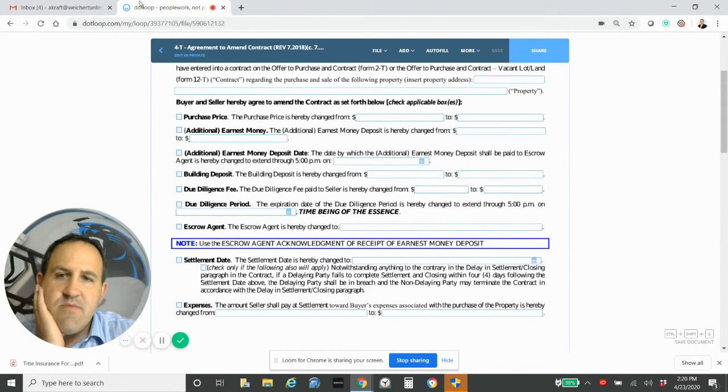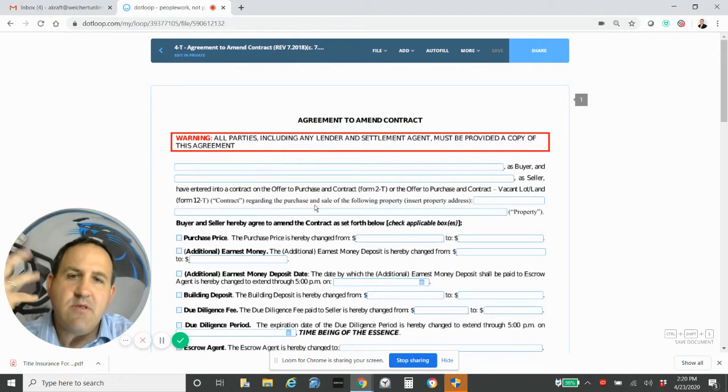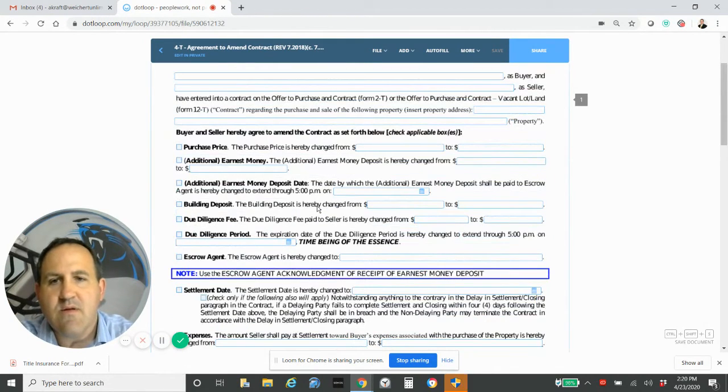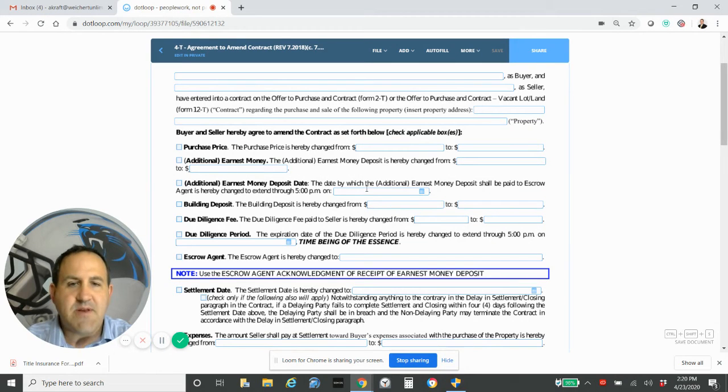But these are the items under 4T, the most commonly amended items to the 2T. Purchase price is changed from X to X. All right. The additional earnest money, we're going to add additional earnest money now. Something happened and the seller's like, look, if you want to do that, I'm going to need more earnest money from you. All right. So if that's the case, then that's what we'll put there. And then, of course, if you do the additional earnest money, what the new additional earnest money date would be.